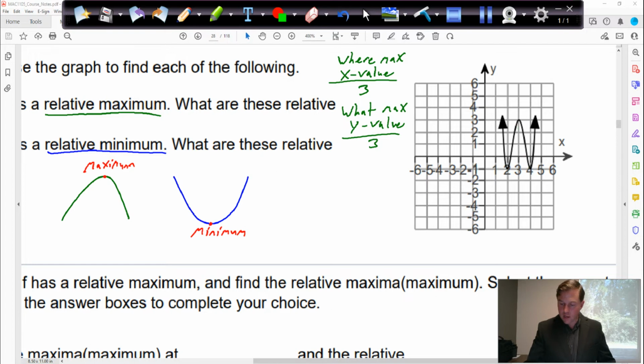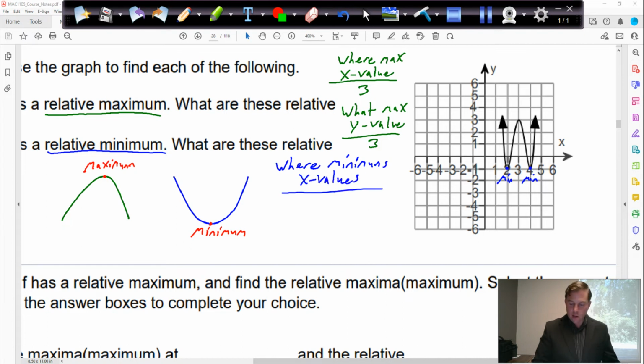Now the next part's going to ask for the minimum. Now in this case, there's two of them. So we have one right here, and we have one right here. And that's okay. It's possible to have more than one. It's any point where we get this dip, this valley in the curve. So it's going to say, where are these minimums, which are the x values. And we had two of them here. So you can kind of see the dots outlining right there. We had 2 and 4.